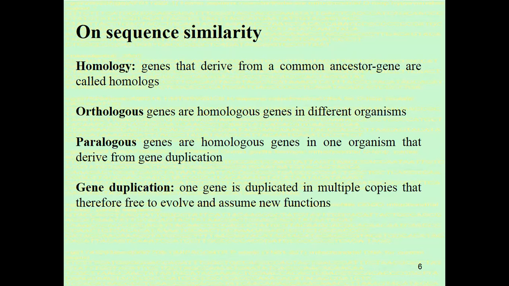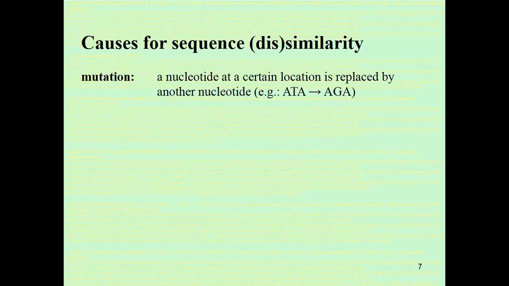However, orthologous genes are the same gene present in different organisms. Suppose gene A is present in human, chimpanzee, mouse, and rat. Paralogous genes are homologous genes that are present in one organism but derived from gene duplication. A gene with the same function but present in different organisms is orthologous, and genes with different functions present in the same organism are paralogous. Gene duplication is when one gene is duplicated into multiple copies that are therefore free to evolve and assume new functions.